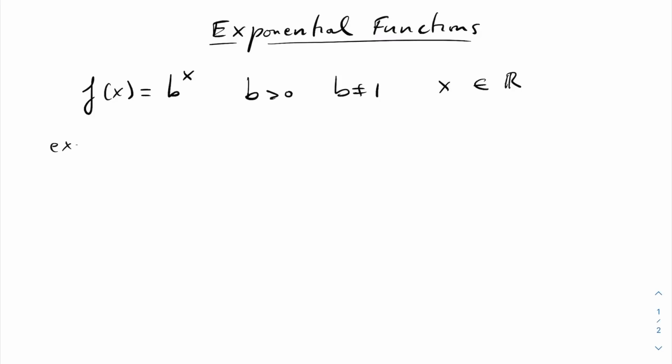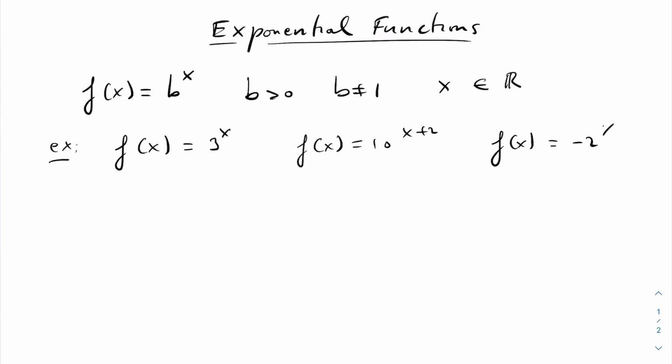Okay, so some examples of exponential functions are f of x equals 3 to the power of x, also 10 to the power of x plus 2. You could also have negative 2 to the power of x minus 1. Notice here that b, my base, is 2, not negative 2. So this is still positive because the negative is not together with the 2 raised to the power of x minus 1. Another example could be 1 over 2, everything raised to the power of x.